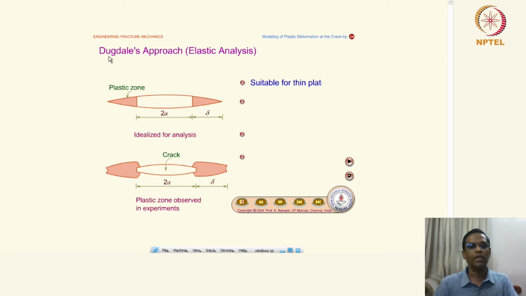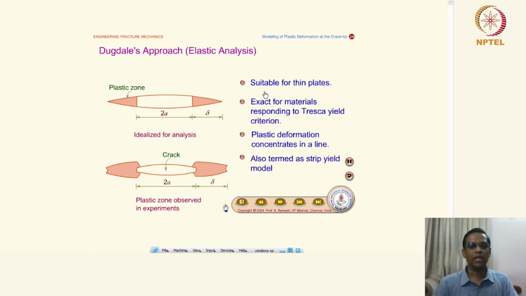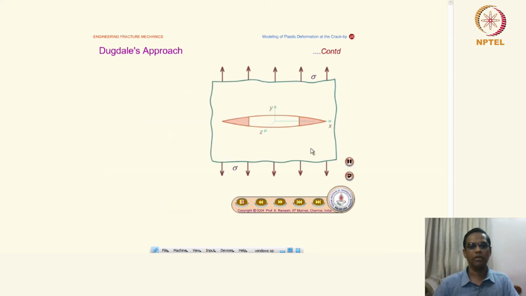What is proposed by Dugdale for this crack tip plastic zone, and what people have actually observed in experiments, is this. The schematic is shown here. This kind of analysis is suitable for thin plates, exact for materials responding to the Tresca yield criterion, and plastic deformation concentrates in a line, also termed the strip yield model. These are some of the salient features connected to this Dugdale model, and then we will see how it is carried forward.